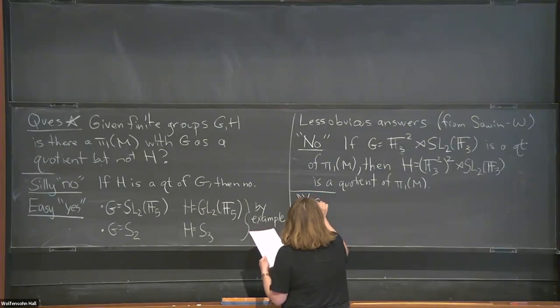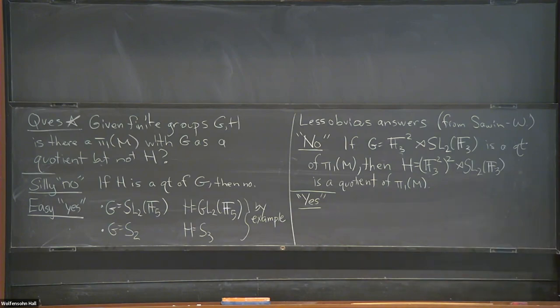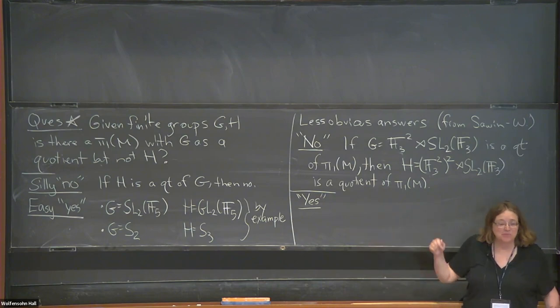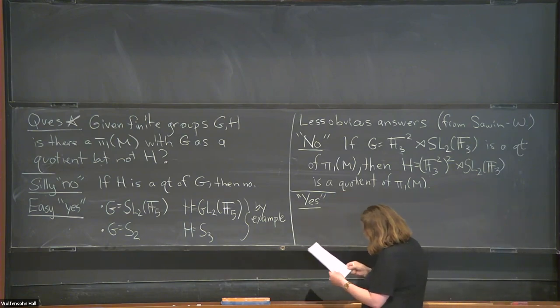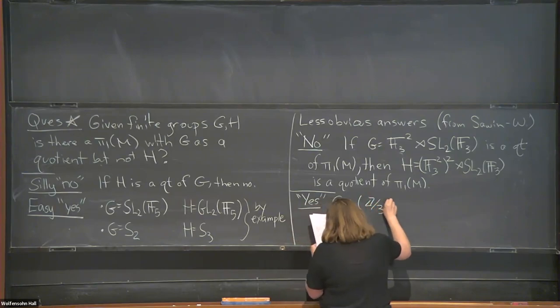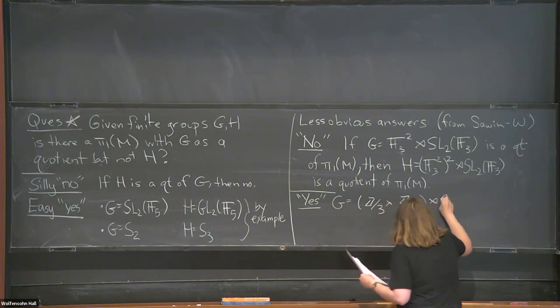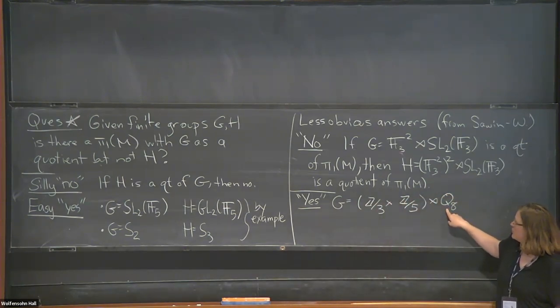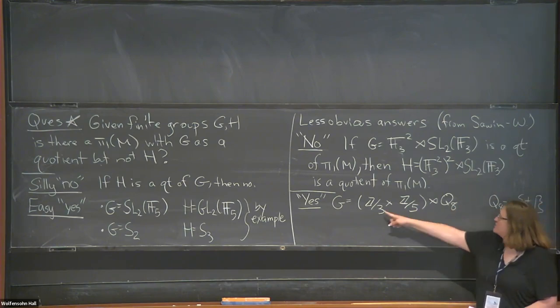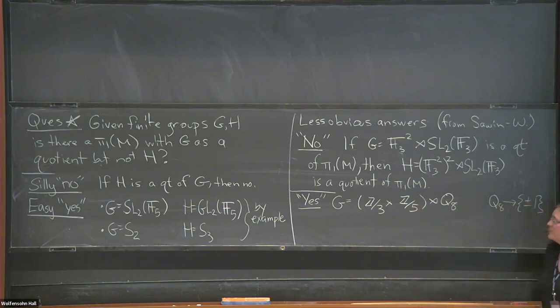And here's an example of a yes. To make a yes interesting, you kind of want to have some infinite family statement, because for any one particular example, you can always just point to some 3-manifold. All right, so this is going to involve this group. Another semi-direct product, and take the quaternion group on 8 elements acting on Z mod 3 cross Z mod 5. The quaternion group has two characters to plus or minus 1, and just have it act on Z mod 3 via one of them and Z mod 5 via the other. So this is another group of order 120.